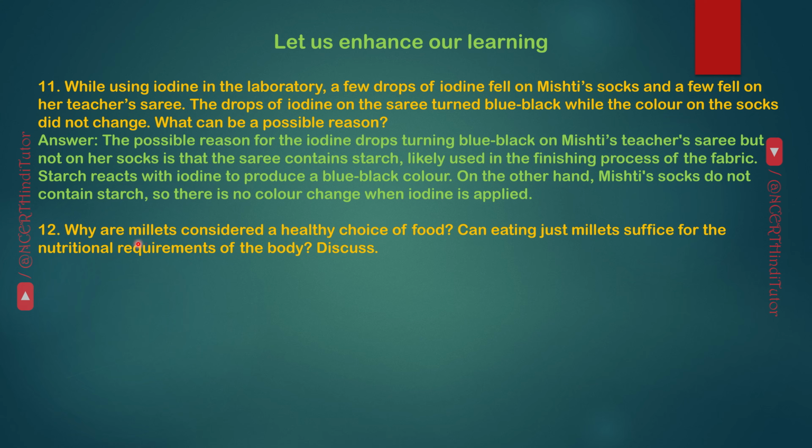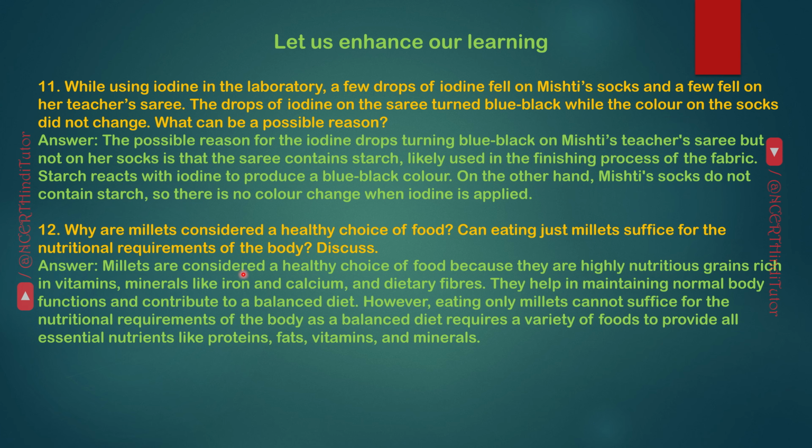Question 12. Why are millets considered a healthy choice of food? Can eating just millets suffice for the nutritional requirements of the body? Discuss. Answer: millets are considered a healthy choice of food because they are highly nutritious grains rich in vitamins, minerals like iron and calcium, and dietary fibers. They help in maintaining normal body functions and contribute to a balanced diet. However, eating only millets cannot suffice for the nutritional requirements of the body, as a balanced diet requires a variety of foods to provide all essential nutrients like proteins, fats, vitamins, and minerals.